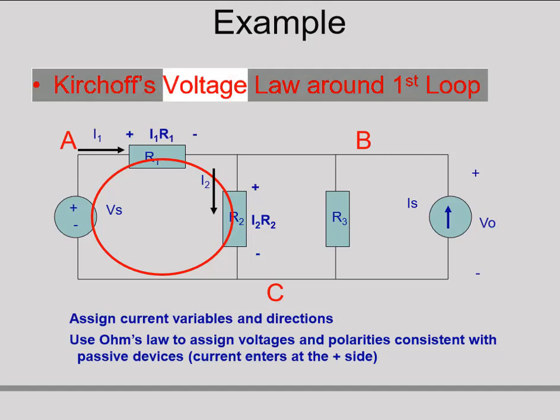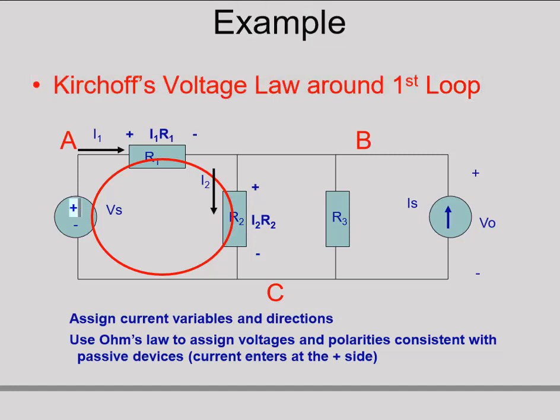Example: Kirchhoff's voltage law around the first loop, ABC, with currents I1 and I2. Assign current variables and directions. Use Ohm's law to assign voltages and polarities consistent with passive devices. Current enters at the plus side.